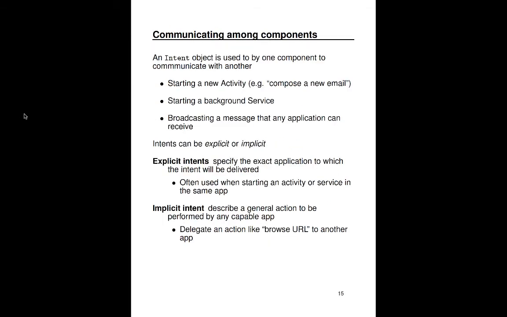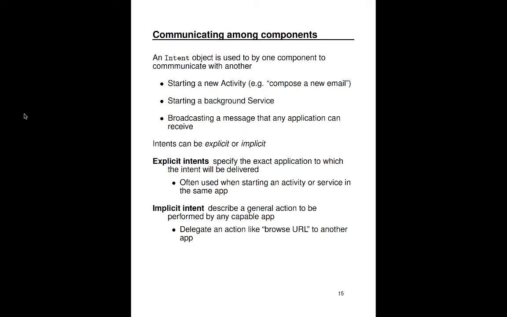A very important concept in Android application development is something called an intent. An intent is an object that's used by one component of an application, such as an activity or a service, to communicate with another. So for instance, when you want to start a new activity, something like compose an email, you use an intent. When you want to start or interact with a background service, use an intent there also. And message broadcasting is also accomplished via intents. An intent can either be explicit or implicit.